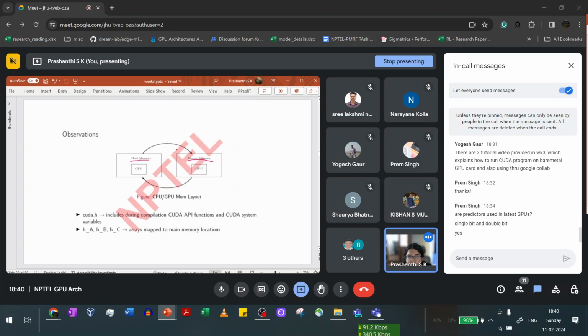So again, this is the memory layout. You typically have transfers from the host memory to the device memory, and the device memory to the host memory. And cuda.h is included during compilation. It's something you need to handle a variety of functions and variables. And typically, as a matter of convention, h underscore something is used to indicate a host variable, and these are mapped to main memory locations, meaning basically your host memory.